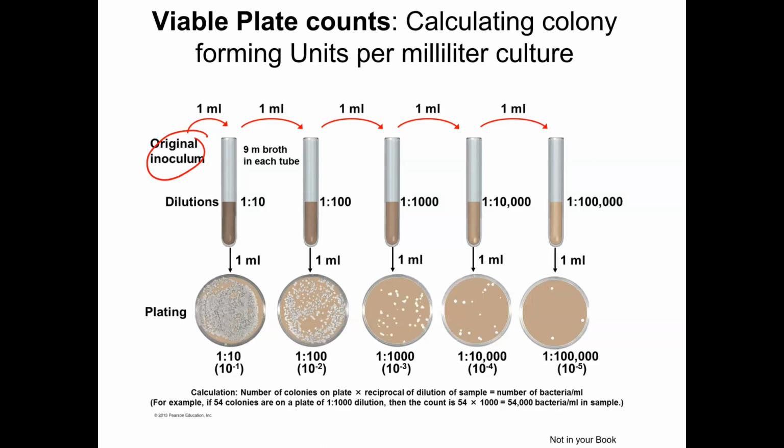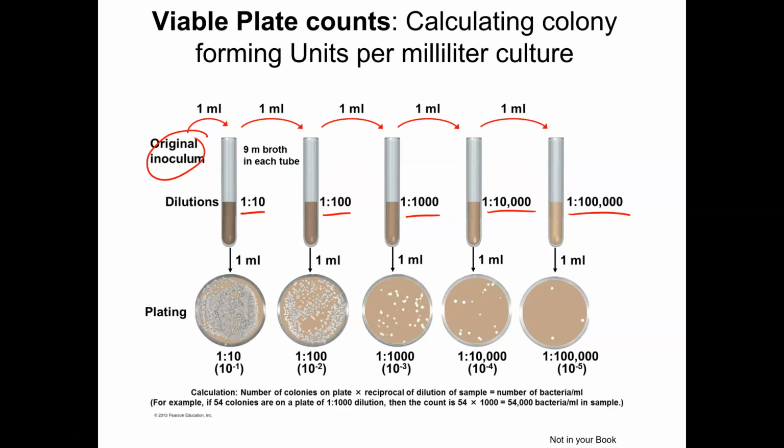So in the example, they have it set up so that each dilution is only tenfold. So first tube is 1 to 10. Next one's 1 to 100, 1 to 1,000, 1 to 10,000, 1 to 100,000. Okay, so it's just tenfold more dilute with each transfer. So great. You set up your dilutions.